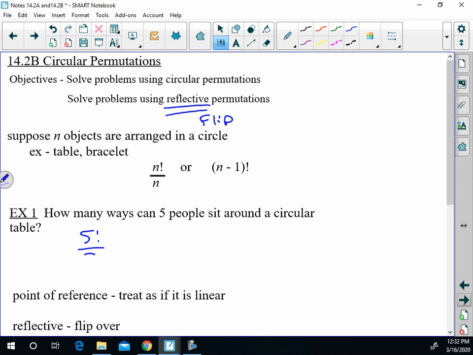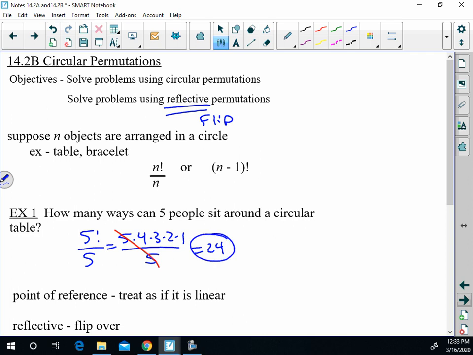5 factorial over 5, which we know is going to be 5 times 4 times 3 times 2 times 1 over 5. The 5s cancel out, and we're left with 4 times 3 times 2 for a grand total of 24. Okay, one way to do it. Not my favorite method. I like diagrams or pictures.